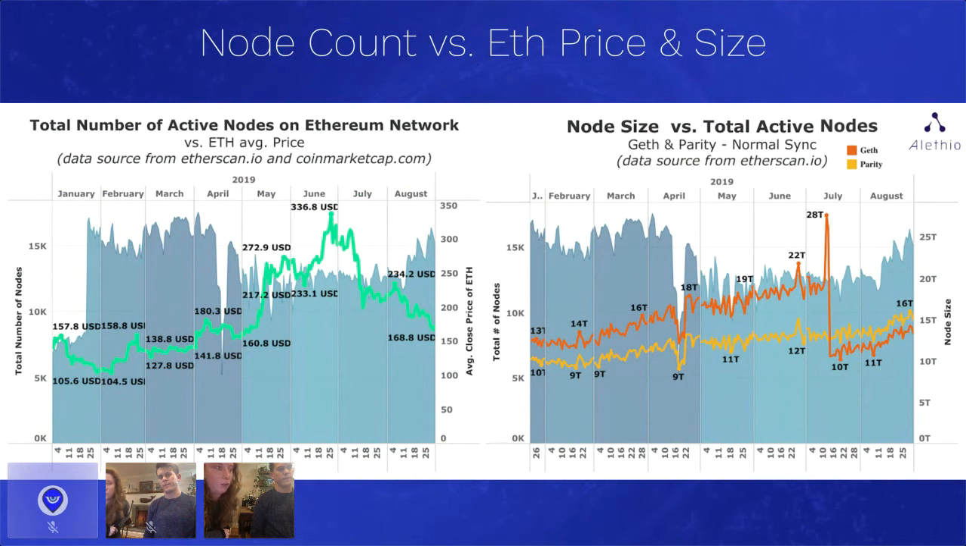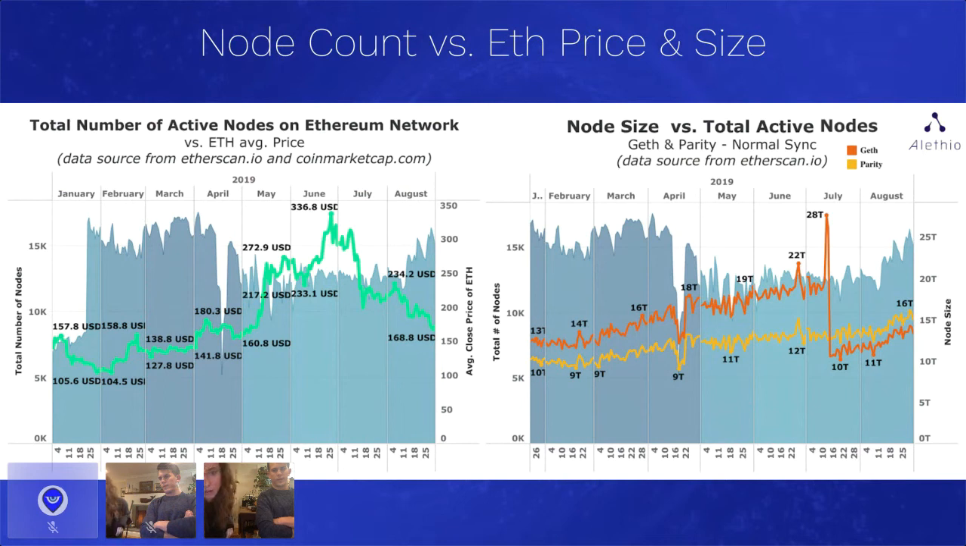When we look at the node count, which is the blue part, versus the price of ETH, which is the green line, over time, it looks like there's actually a negative correlation between them. The node count was at one of its lowest points in June of last year when the price of ETH was highest, and it was quite high during the price dip at the end of the summer. So even if this correlation was true historically, it doesn't seem to be true in today's ecosystem.